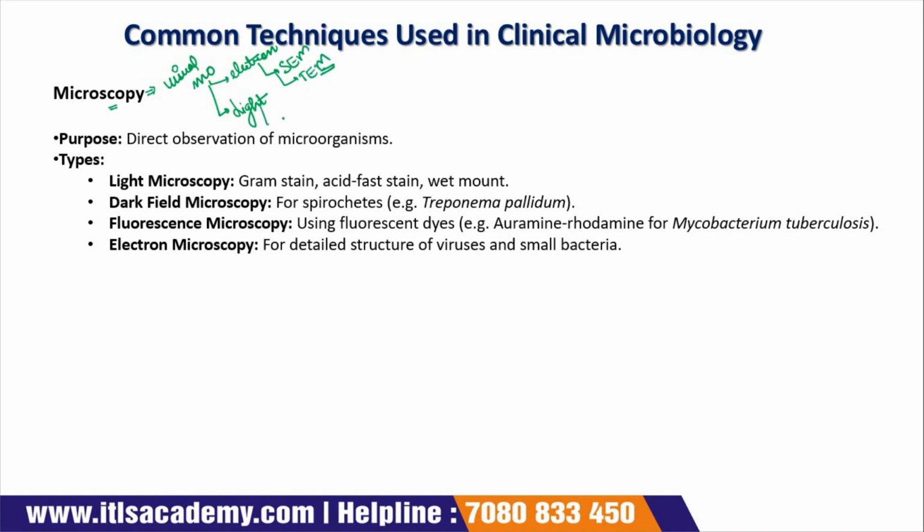Okay, light microscopes include dark field microscope, fluorescence microscope, confocal microscope, bright field microscope, etc. Light microscope is used for Gram staining, acid fast staining and wet mount. Dark field is used for spirochetes. Fluorescence microscope uses a fluorescent dye to visualize the microorganisms, and this is very useful for diagnosing Mycobacterium tuberculosis bacteria.